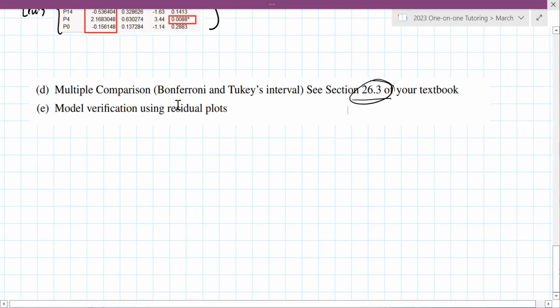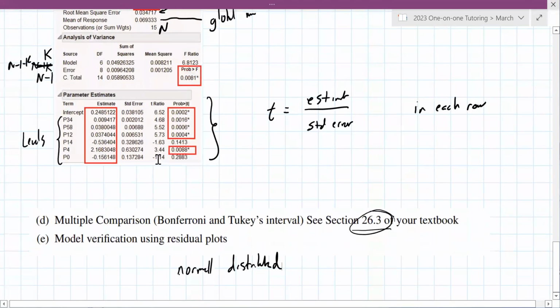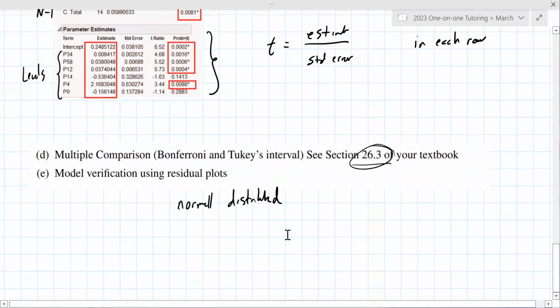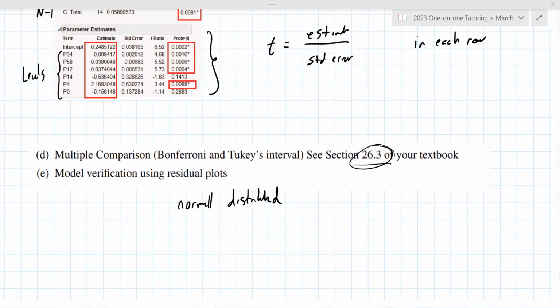The model verification using residual plots. So we talked about that the residual plots have to be normally distributed. And so within ANOVA, is that looking at the QQ plot? You have more than one. So no, it's not. Oh, I remember this in class actually. Just making sure there's not a skew to them. Yes. Got it. Okay, I think that all clicks.